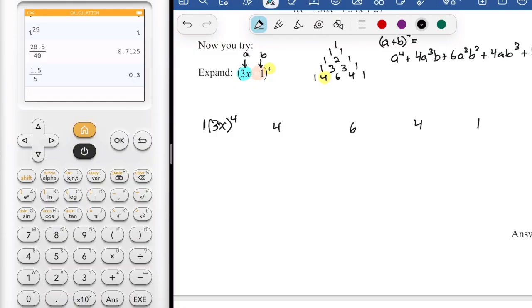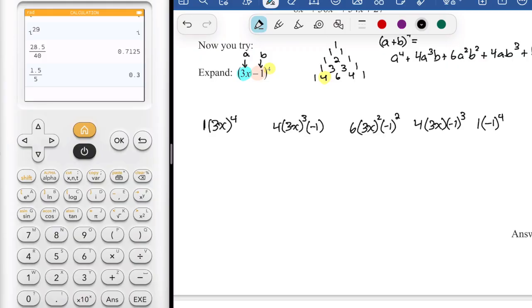Right? So then I would have my 3x to the 3rd. My negative 1 would go to the 1st power. 3x to the 2nd, my negative 1 would go to the 2nd. 3x to the 1st, my negative 1 would go to the 3rd. And then 3x would go to the 0th, which disappears. So I'd have negative 1 to the 4th.